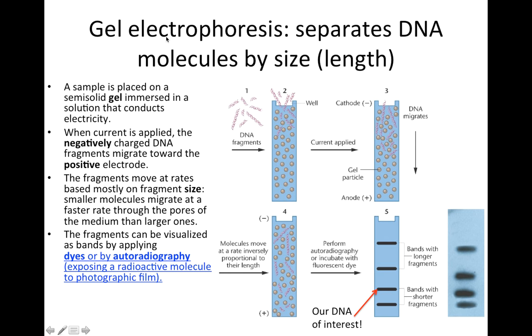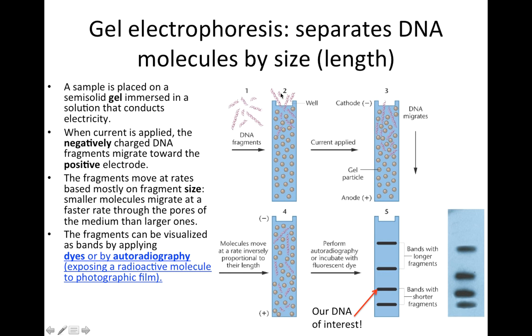So we can do this by gel electrophoresis. This is a method by which we can separate DNA molecules by size. I'm just going to say it in my own words. So we have our gel here, our little slab of gel, and these little dots represent that this gel has pores, basically. So the DNA can't just flow through it. It needs to sort of bump around and get through this gel.